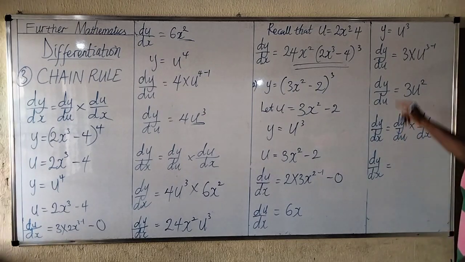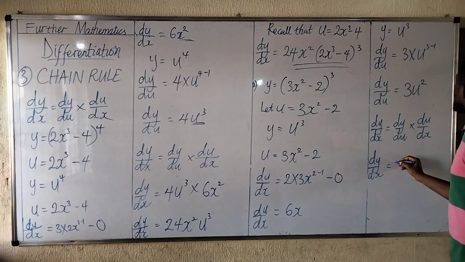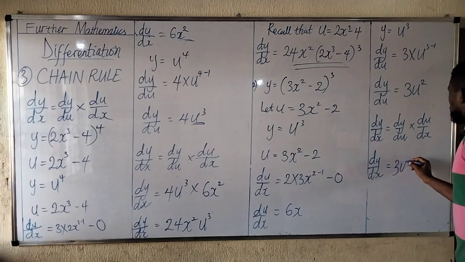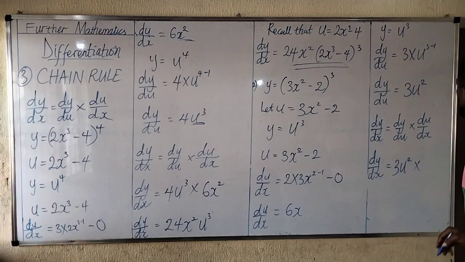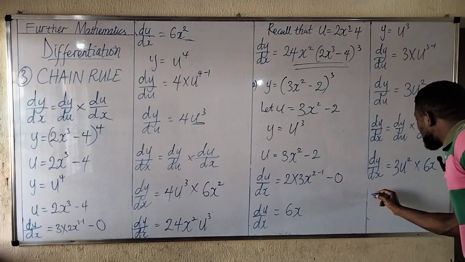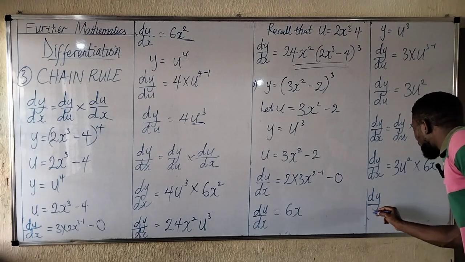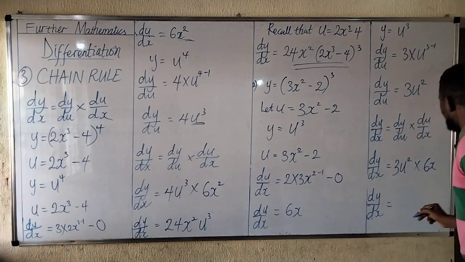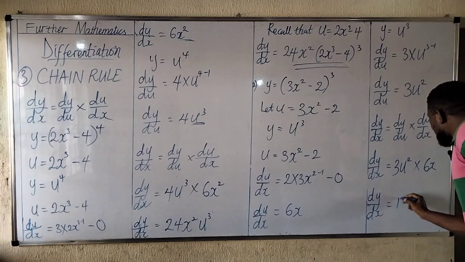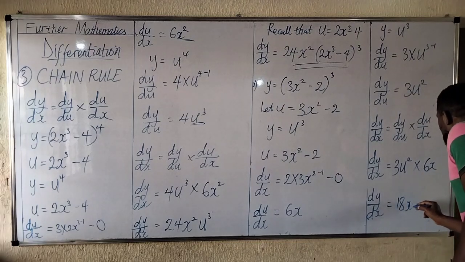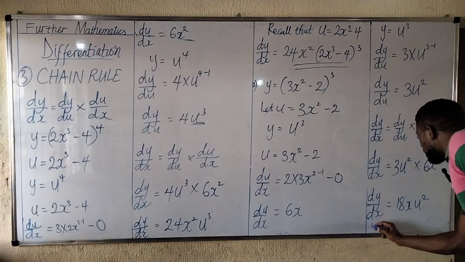Our dy over du is 3u squared times, what is our du over dx? Our du over dx is 6x. Okay, finally we have our dy over dx to be 3 times 6, which is 18xu squared.